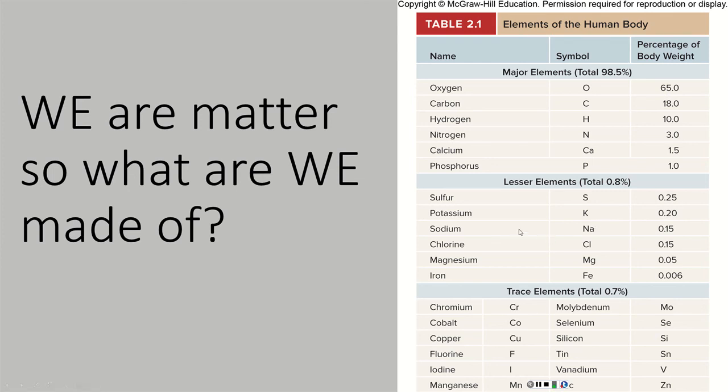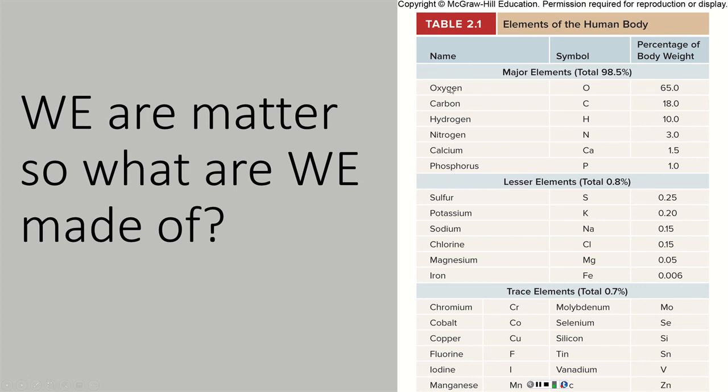But I do want you to know the 6 major elements that make up 98.5% of our body mass are oxygen, which makes up 65%. Don't worry about that 65. Carbon, which makes up 18%. Hydrogen makes up 10%. Nitrogen, 3%. Calcium, 1.5%. And phosphorus, 1%.